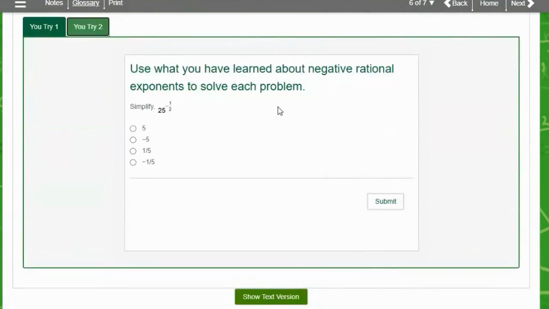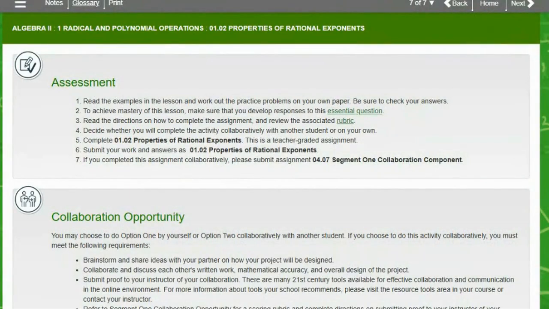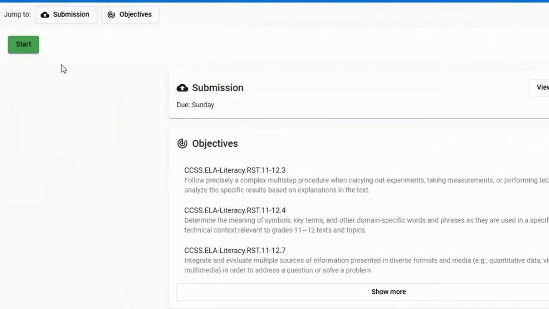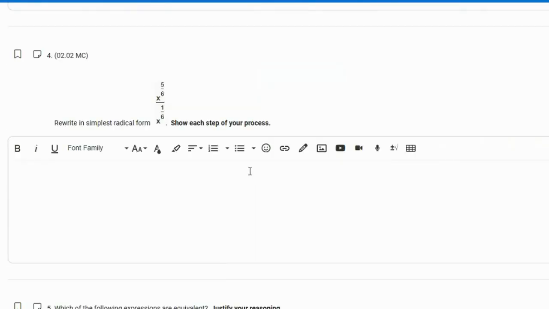Use what you've learned about negative rational exponents to solve this. So 25 to the negative 1/2. I'll let you do that one because it'll tell you if you're wrong or right. Let's look at the assignment that goes with 2.02. So we'll go to that. Start. Okay. Oh, these, you have to type your answer.